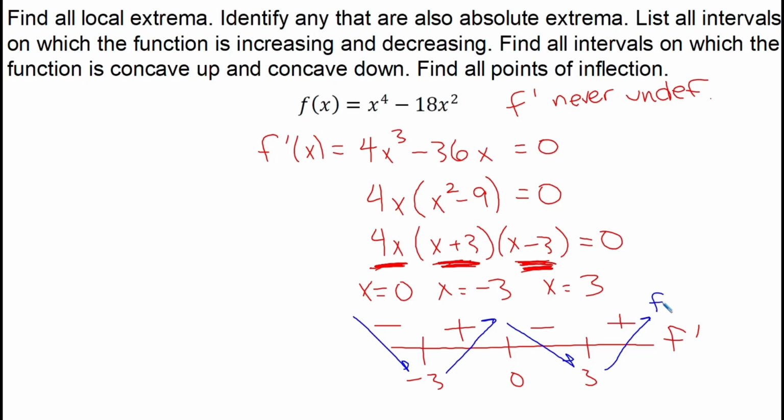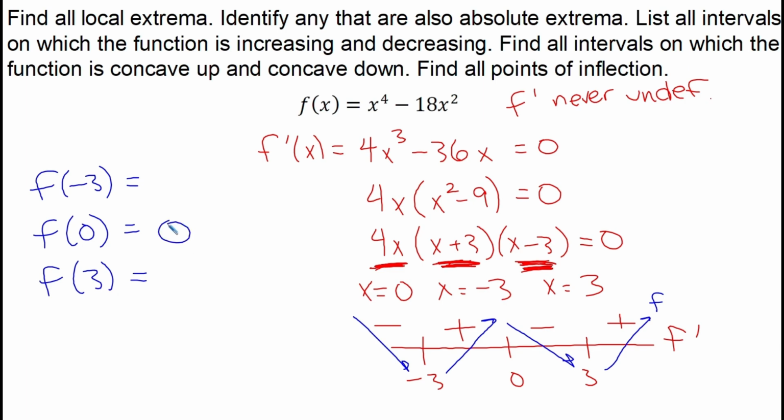So we will need to find f of negative 3, f of 0, and f of 3. F of 0 is pretty straightforward. Just plug in 0 to the original function and you get 0. To find f of 3, well, again, you're just going to plug in 3. So f of 3 is going to be 3 to the 4th power. 3 to the 4th power is 81. We have 81 minus 3 squared is 9, and 9 times 18 is 162. So that comes out to be negative 81.